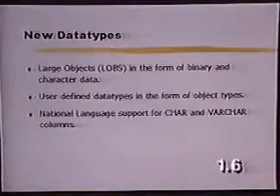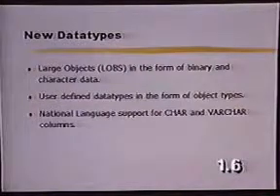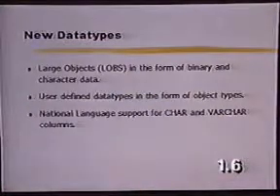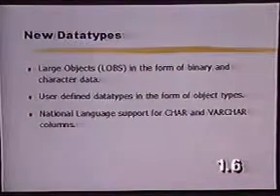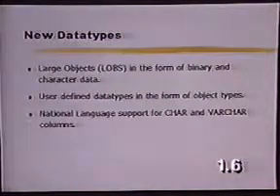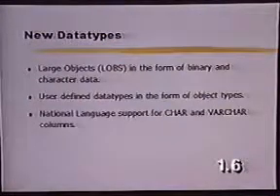In the area of new data types, this is a very exciting area. One major feature is support for what we call large objects, or LOBs, in the form of either binary or character data. The second point, though, is even more interesting. You will now have the ability to define your own data types, and this is basically the creation of your own object types. Furthermore, we're going to have support for CHAR and VARCHAR types that support the National Language System. So you'll be able to have internationalization type features within your Oracle database.